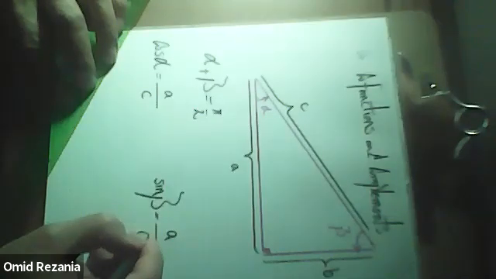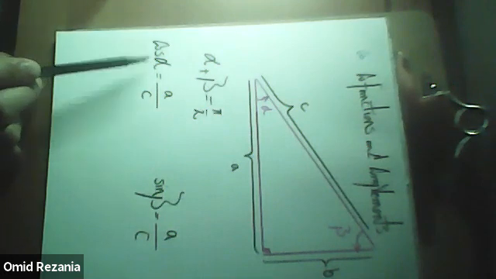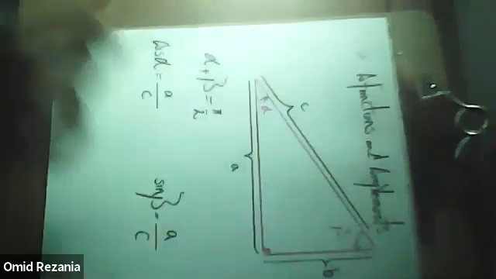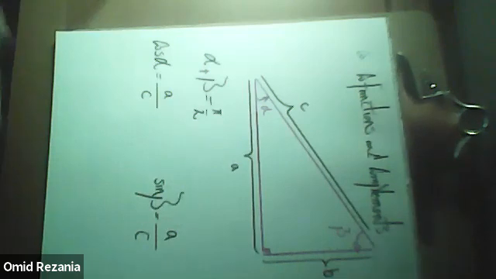Oh my God, what's happening there? Guys, look at that. In this right triangle, the sine of this angle matches the cosine of the other angle. You see that? The cosine of this angle is exactly the sine of this angle. Both of them are A over C. Correct? You see that?